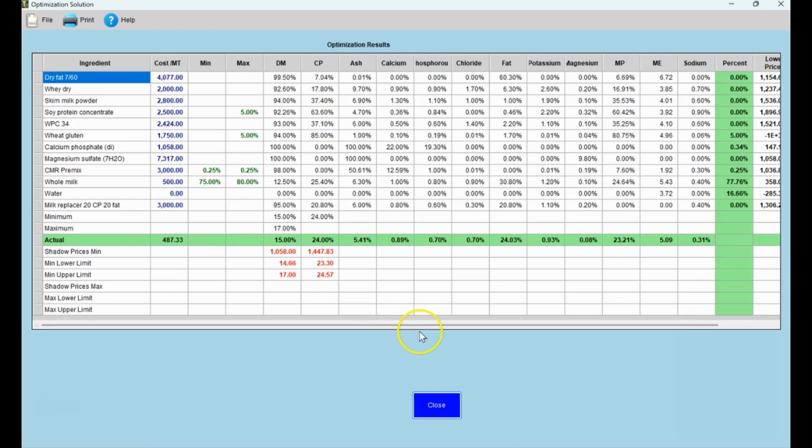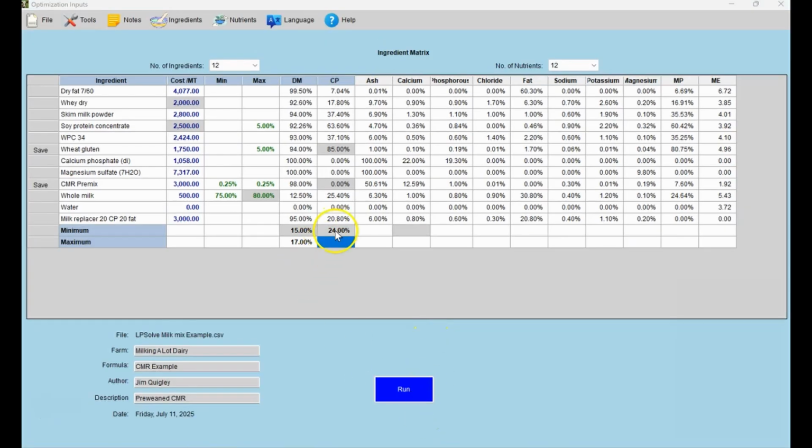The solver also provides an allowable range for the shadow price. In this example, the shadow price is valid between the protein levels of 23.3% and 24.57%. As long as the protein minimum is within this range, the shadow price applies. If we move outside that range, the formulation will restructure and a new price will be calculated.